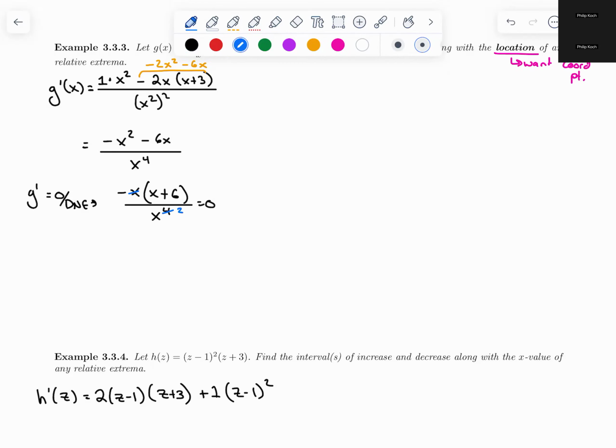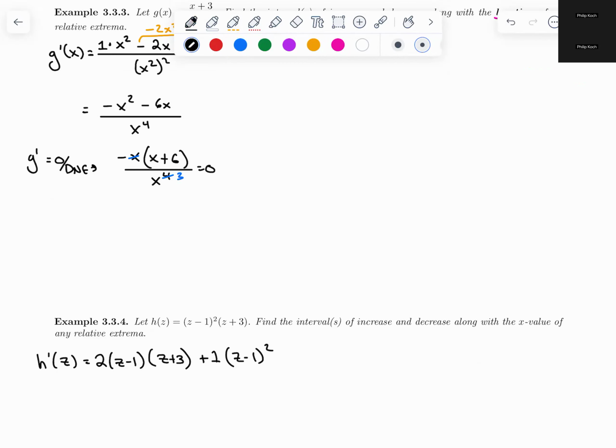One of the x's will cancel. And so we have negative, and I'm going to highlight that negative in red, x plus 6 over x cubed equals 0. From equaling 0, you get x equals -6. And from x cubed, that's going to be dne. So you get x equals 0 from the dne portion. You get -6 from the numerator. That's where the derivative would equal 0. And you get the place where the derivative does not exist, which is 0.